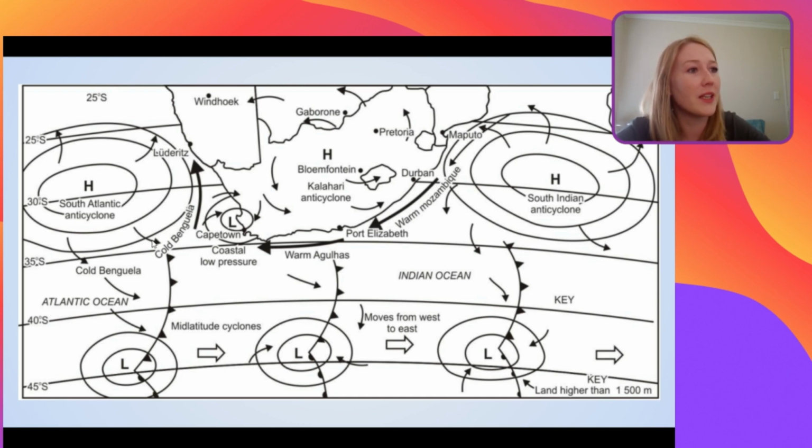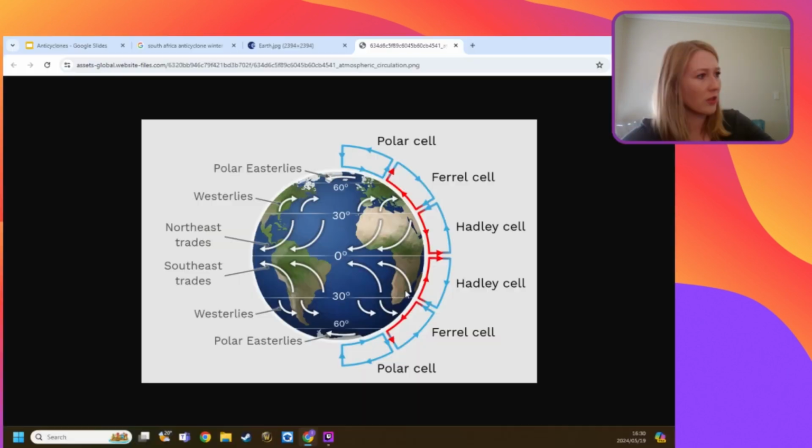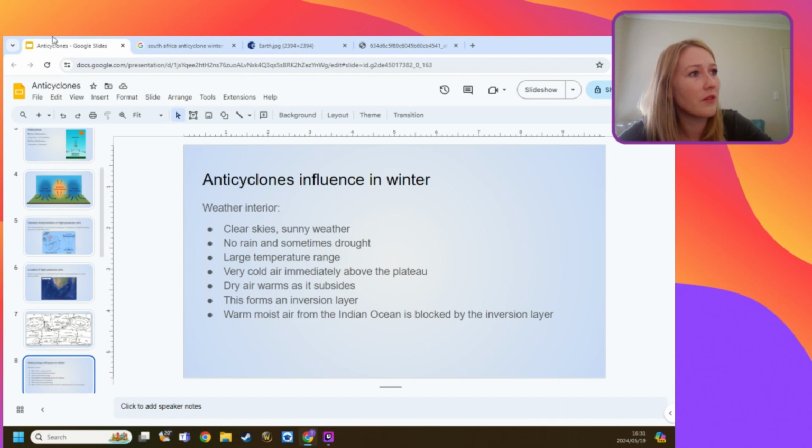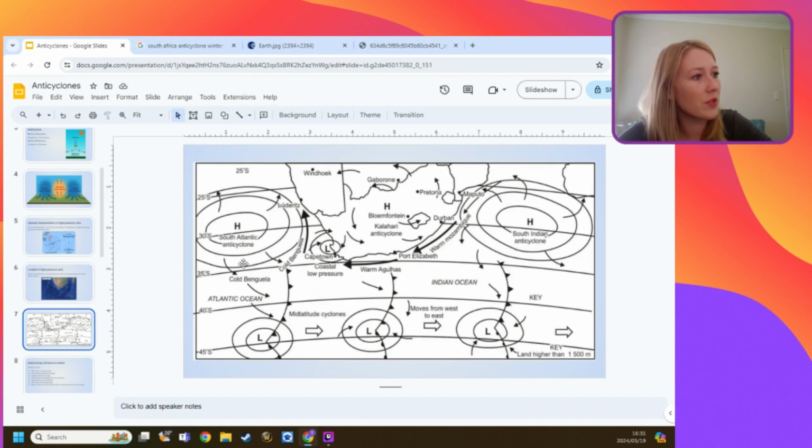Okay, but in winter, we see them shift. All of these systems shift slightly north. So they'll all move up north, and that includes these high pressure cells over here. So during winter, the high pressure will move towards the north. These ones over here. And in summer, they will shift a little bit more down towards the south.